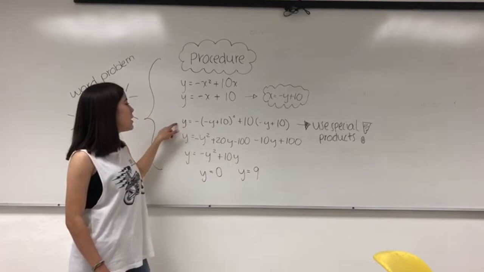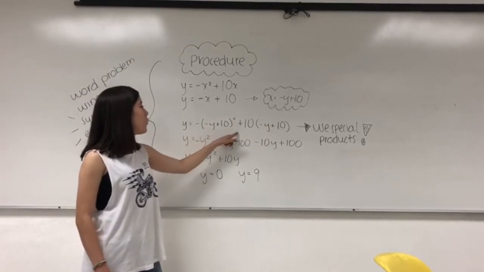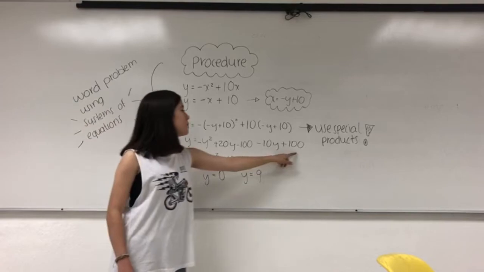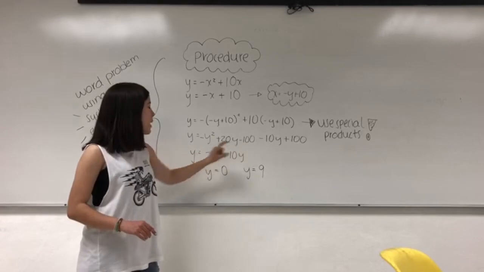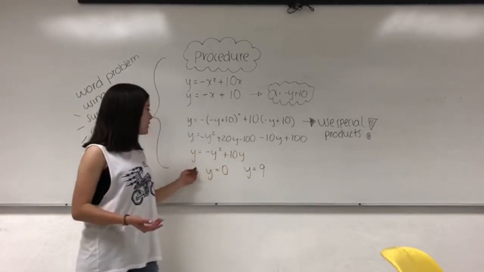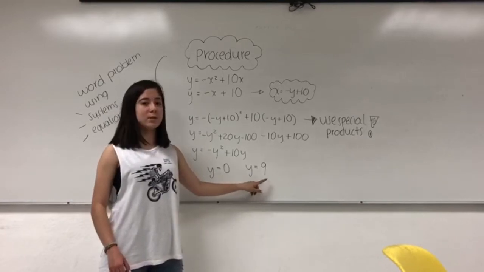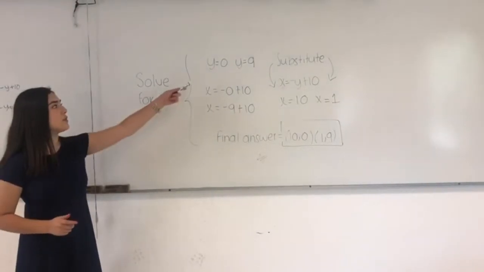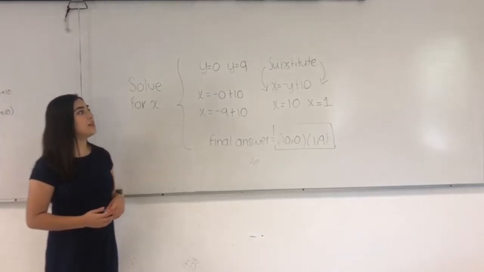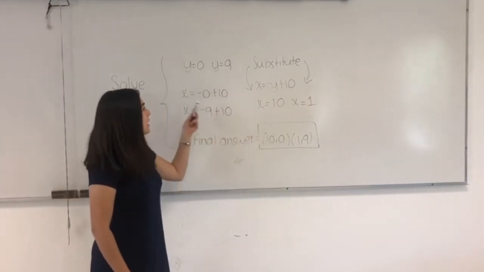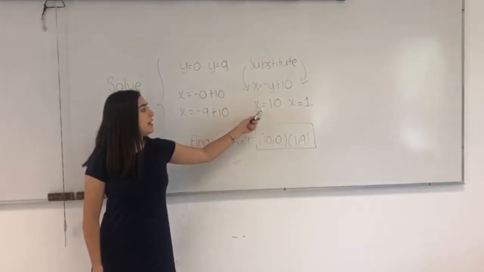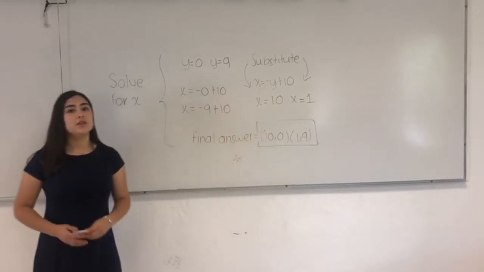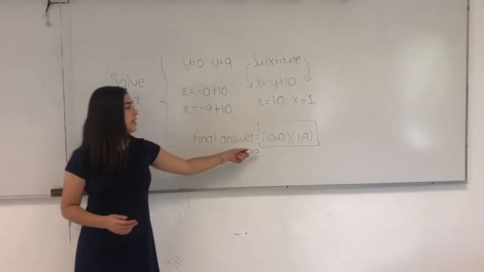Then you need to use the special products to answer this equation, and this will be the result. Then you only need to add up or subtract the terms, and it's going to look like this. And then you need to factorize, and the answers will be y equals 0 and y equals 9. So after we got our y results, we also need to solve for x, which led us to substitute our y's into this equation, leading to these two equations, and our x's will be x equals 10 and x equals 1. So our final answer will be (10, 0) and (1, 9).